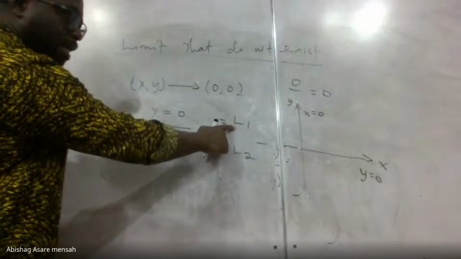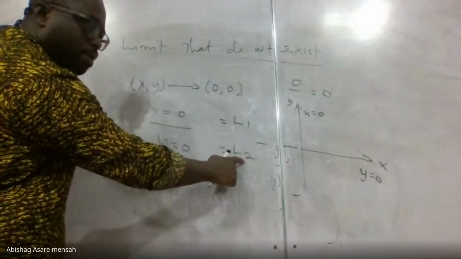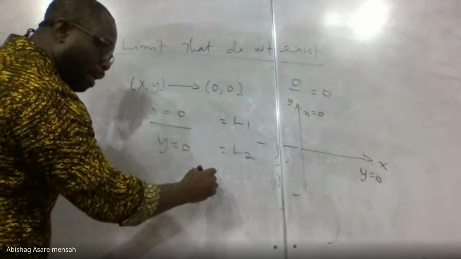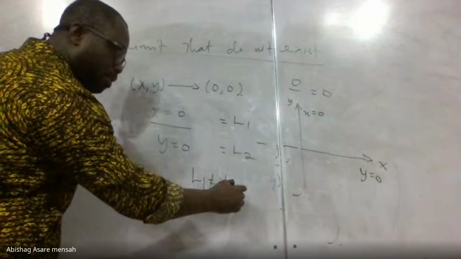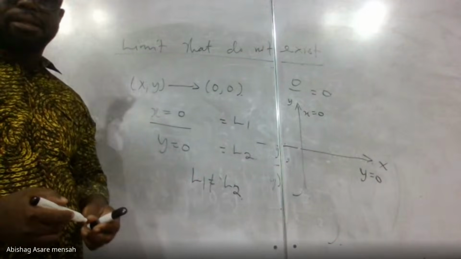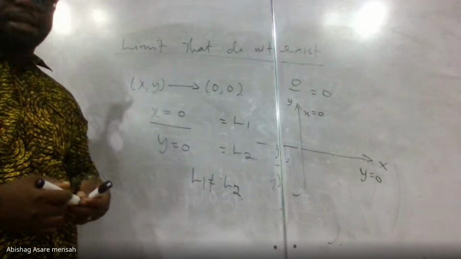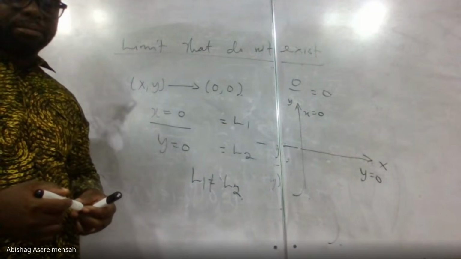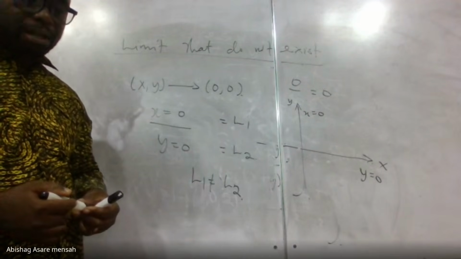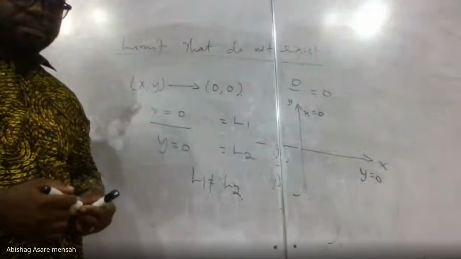Now, if L1 and L2, the answers, are not equal, so L1 is not equal to L2, then you say that the limit of that function does not exist. I repeat.